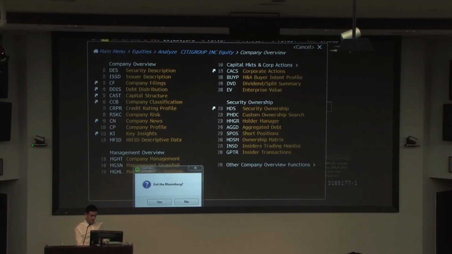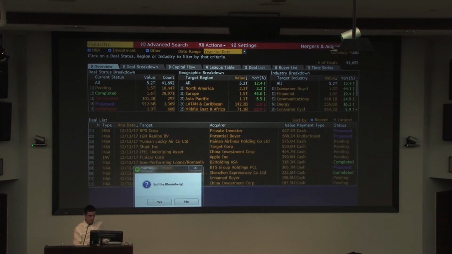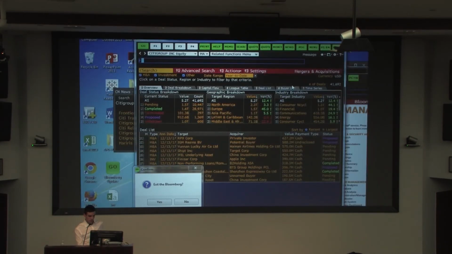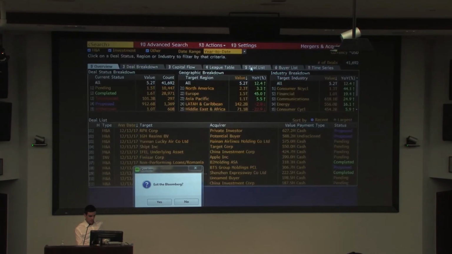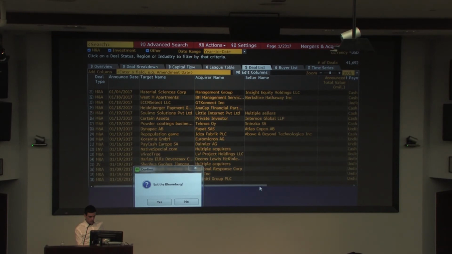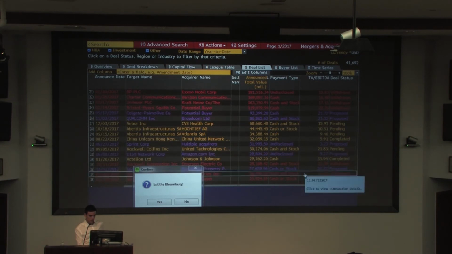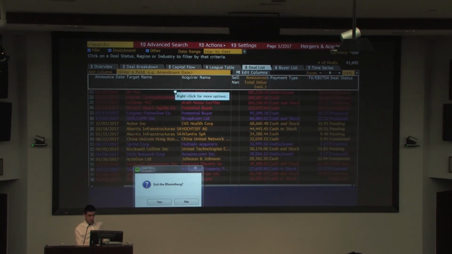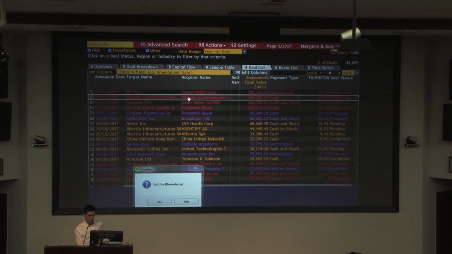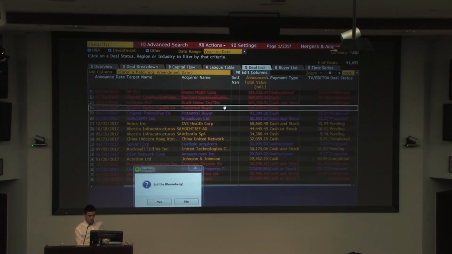Oh, you see, someone knows their functions. So let's go to MA. Let's see, click on deal list, announce total value. Yeah, there you go. Deal list, you look at the value, you can see the biggest one was BP acquiring ExxonMobil, per share.